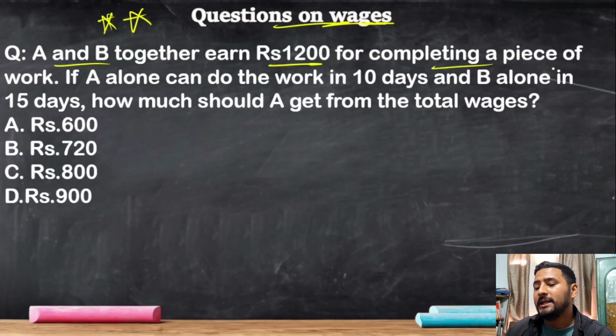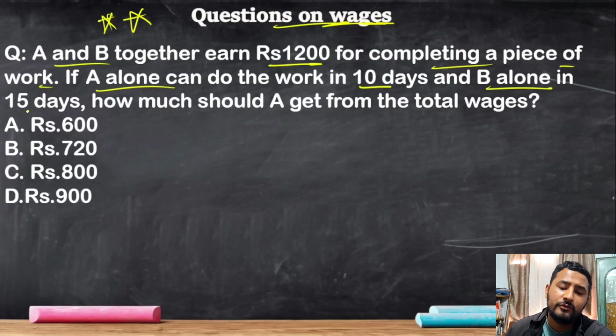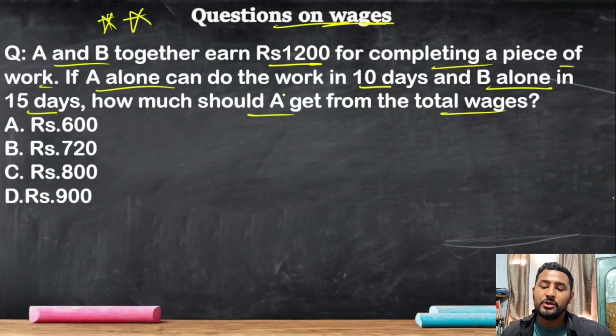So let's see, for completing a piece of work, if A alone can do the work in 10 days and B alone can do it in 15 days, how much should A get from the total wage? So what will be the wage of A? That is what the question is asking. You can expect this type of question, but I have never seen it in any of the exams conducted by Meghalaya.